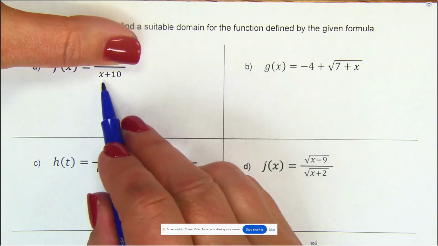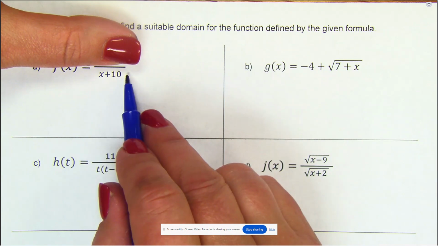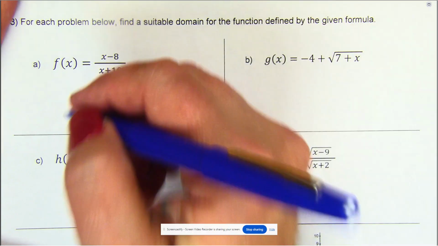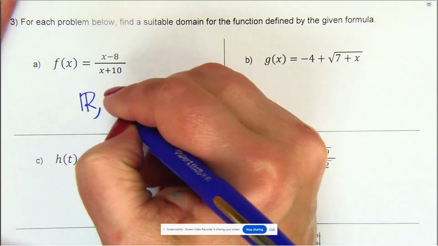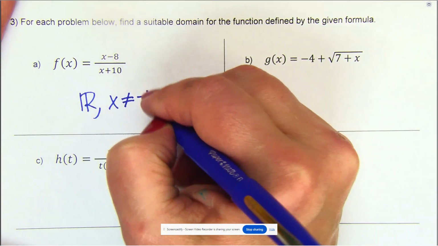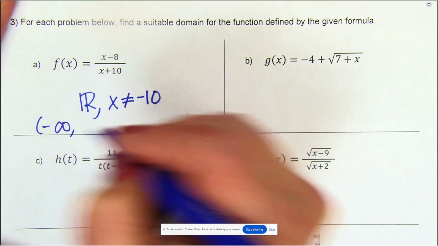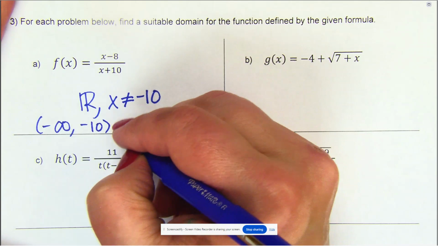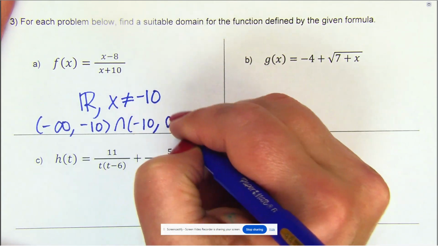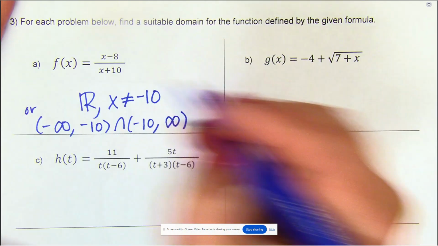So what would cause that to be 0? -10. Everything else is okay. When I'm asked what the domain is, I need to give everything. So it's all real numbers, but x cannot be -10. You could also say -infinity up to -10 and -10 to +infinity. You could say it that way.